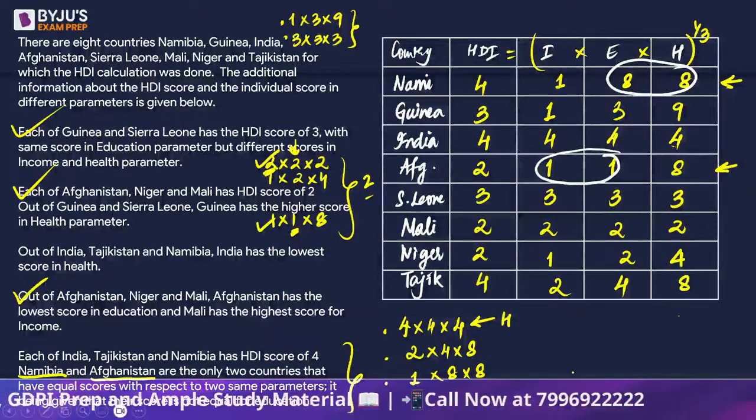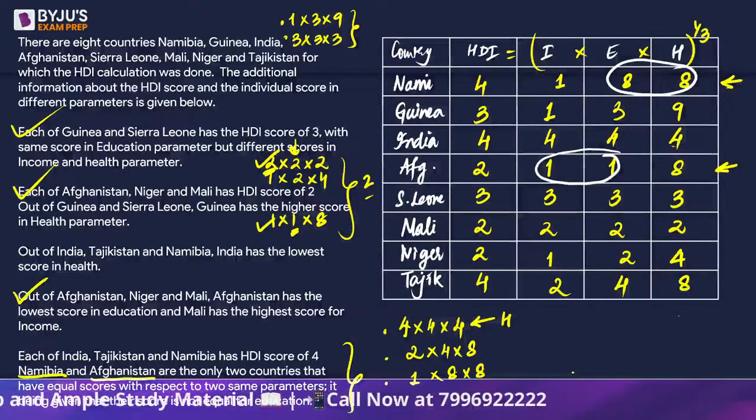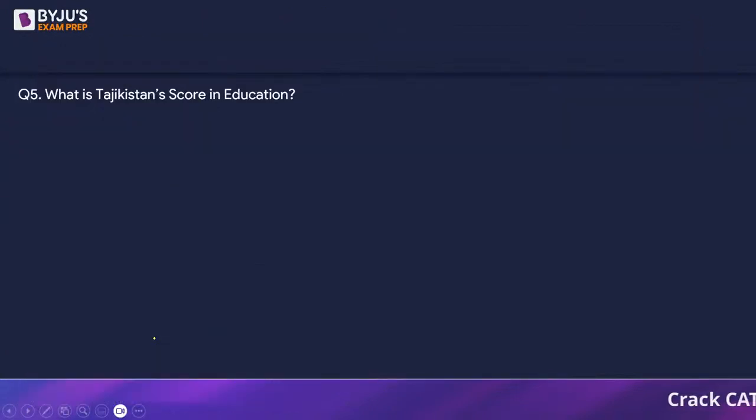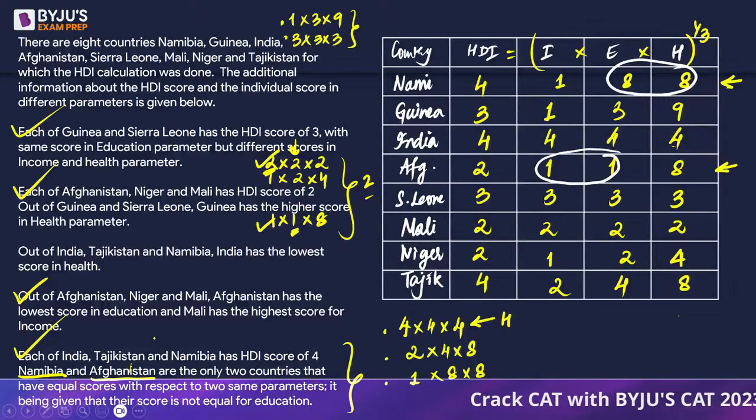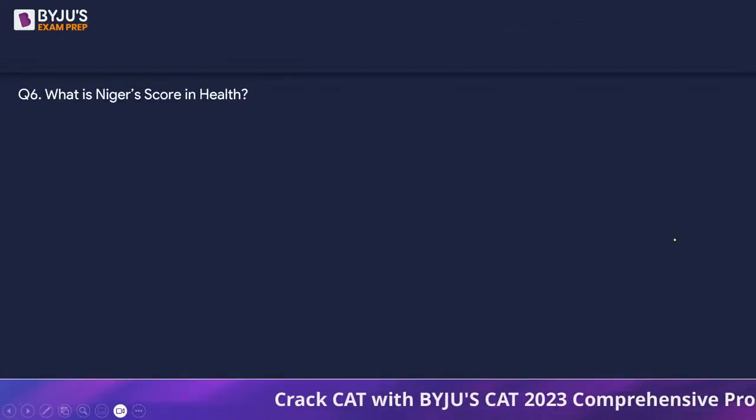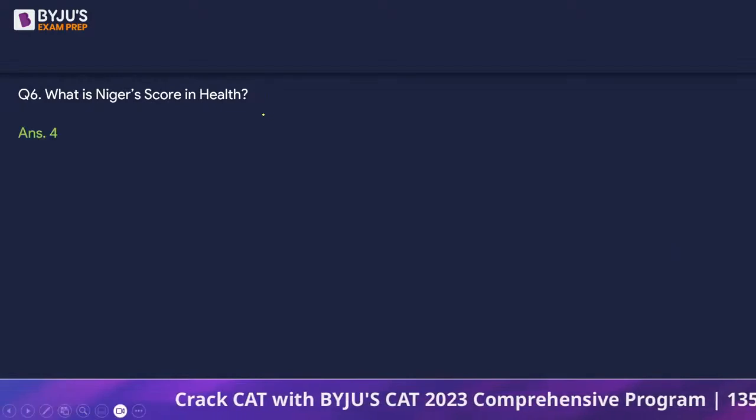Wow. Like really. Okay. Afghanistan, not Tajikistan. See, such a confusing thing. Okay, now since the table is complete, we can solve all. What is Niger's score in health? Let's go to Niger, look at its health. It's 4. So 4 is going to be the answer.